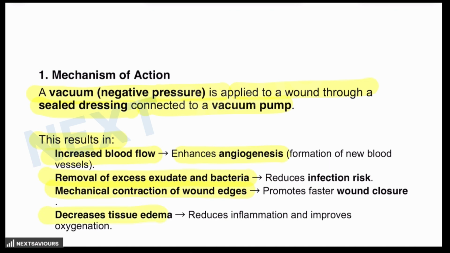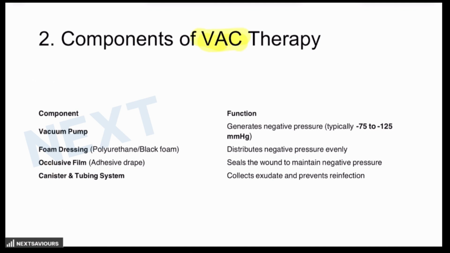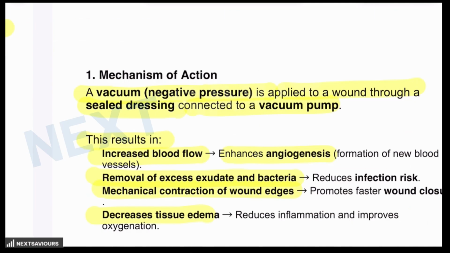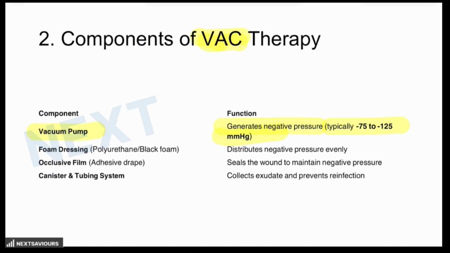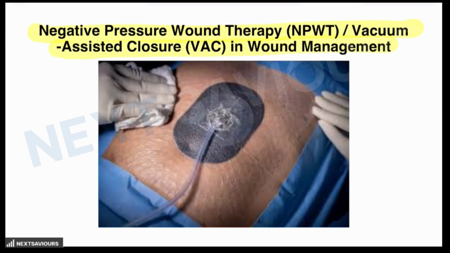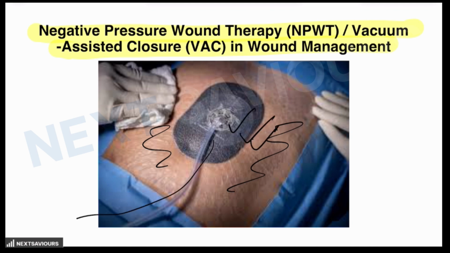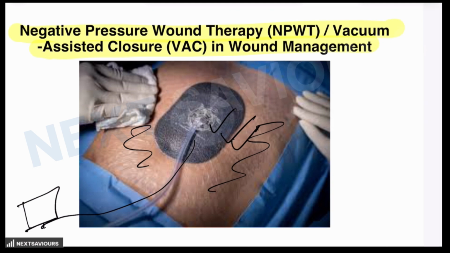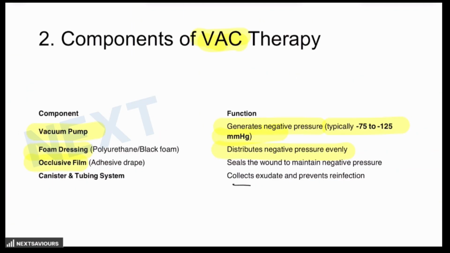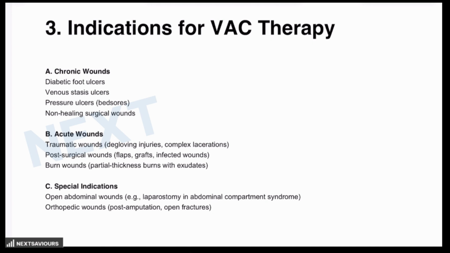and decreased tissue edema. So what are the components of VAC therapy over which they have asked these questions multiple times? The vacuum pump, which is responsible for generating the negative pressure, typically between minus 75 and minus 125 millimeters of Hg. There is a pump which is attached to this pipe. Then there is a foam dressing which distributes negative pressure evenly. Then there is an occlusive film, which is adhesive tape over here. And this adhesive tape is responsible for sealing the wound to maintain the negative pressure. And finally, there is a canister and tubing system, which is responsible for collecting the exudate and preventing reinfection. So these are the components of VAC therapy.